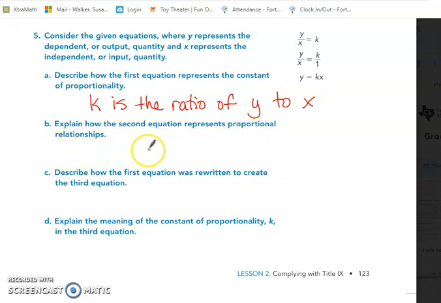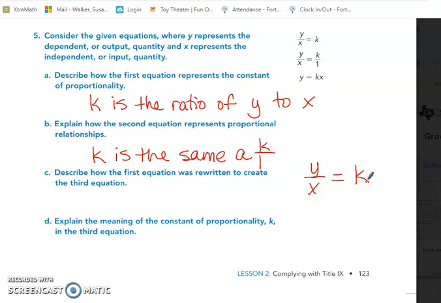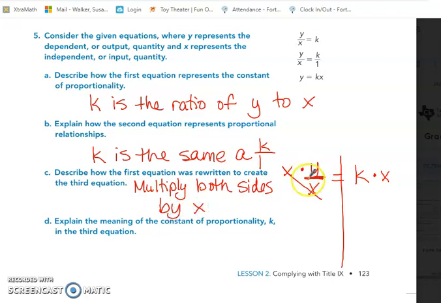Explain how the second relationship represents a proportional relationship. Well, all we did here was we put K over 1. So, same as above, but K is the same as K over 1. Okay? Describe how the first equation was rewritten to create the third equation. So on this one, we want Y by itself, right? So I got to get Y by itself. Well, right now there's a divide. I don't want the divide. So I do opposite of divide, which is multiply. If I multiply the left side by X, I multiply the right side by X. Okay? So what did we do? Multiply both sides by X. That's how we get rid of this, okay?